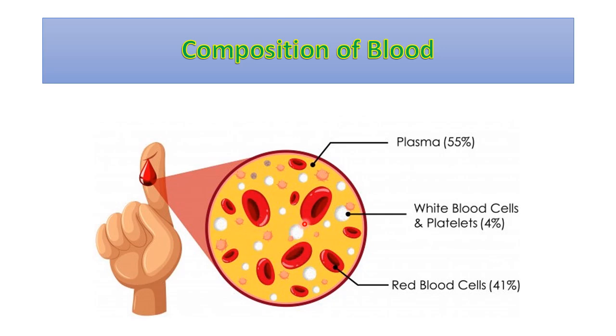There are majorly four types of components that are present in the blood, which are plasma, white blood cells, platelets, and red blood cells. It was seen that plasma is present almost 55% in our blood, followed by red blood cells, which are present 41% in our blood. Combining platelets and white blood cells, 4% are present in our blood.